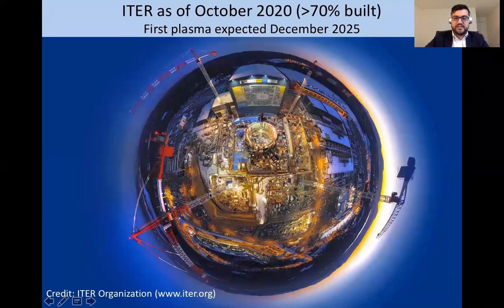And this is the fisheye view of the whole ITER site. So you see that the tokamak is going to go inside here, and it's just a small fraction of the whole effort. There's a large number of paraphernalia surrounding it. And you see those big cranes as well.